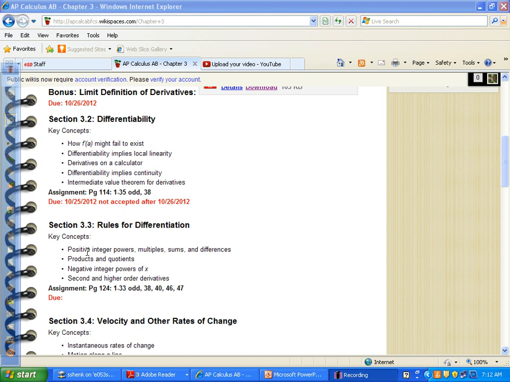Back into 3.3 then, we talked about the power rule for positive and negative integers, stating that the derivative of x to any positive or negative integer power n would be equal to n times x to the n minus 1. We bring the exponent out as a multiplier and then subtract 1 off of that exponent to get our power rule. We looked at the multiples, the sums and differences, and then we looked at the product and the quotients as well. So just a quick review then.